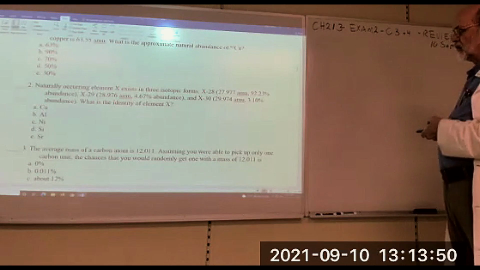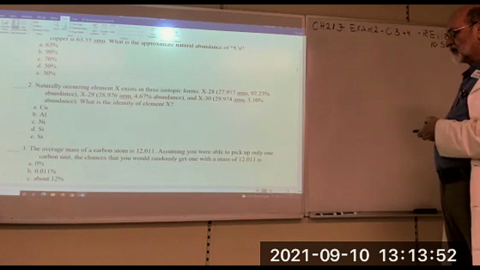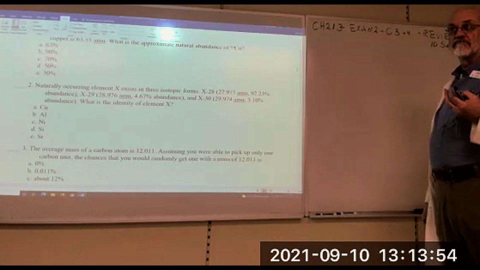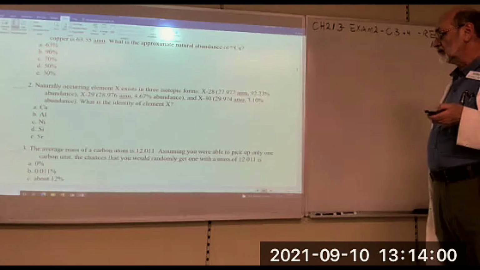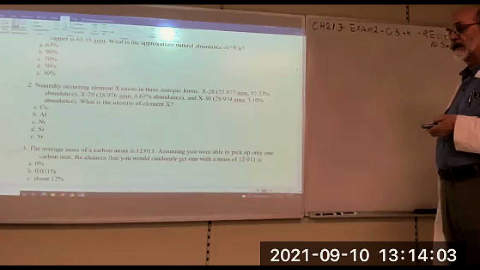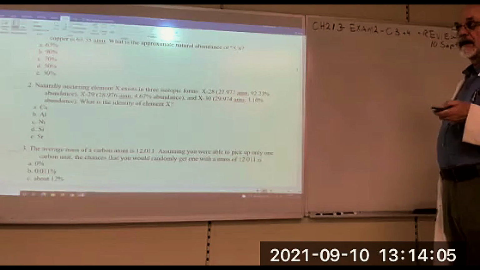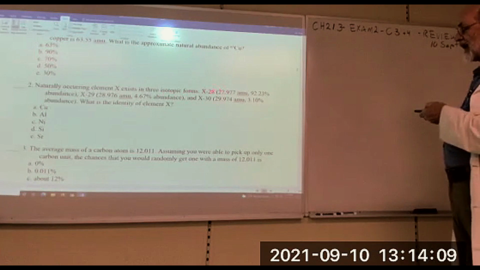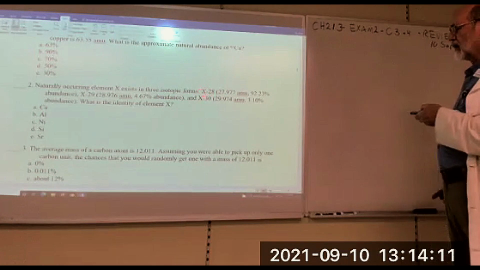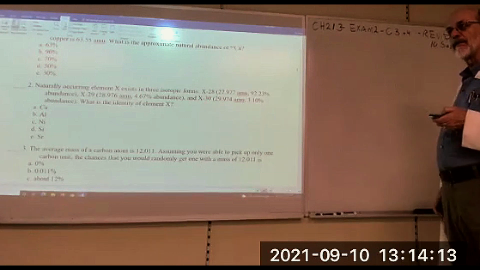What do we need to know to determine X? Well, we have 2 choices, right? We either have the atomic number, which we don't have. We got the mass number. Well, what we need to do is find out what's the mass number. What's the average atomic mass for this element? Then we can probably find it from this chart.